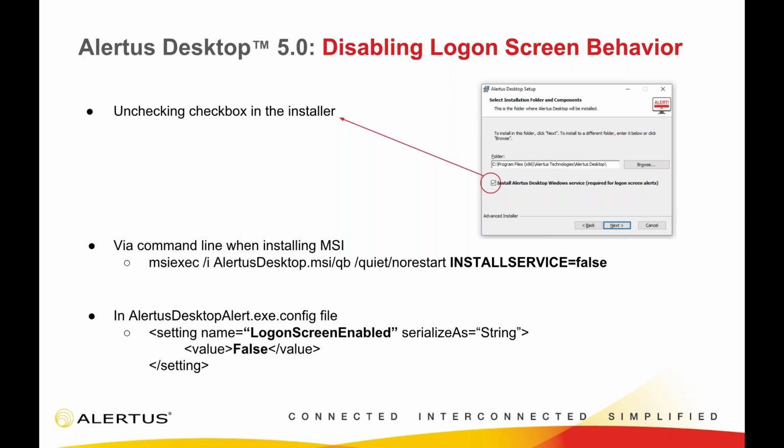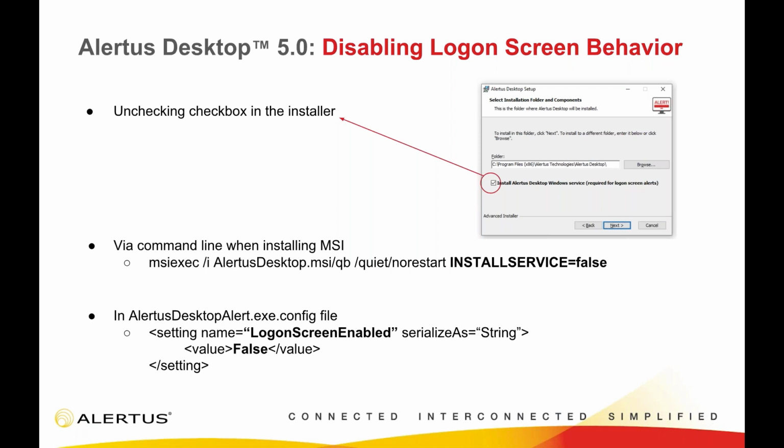Yeah, so like Gary was saying, your organization might not necessarily want to display the lock screen. We do give you some options to disable that. There are pretty much three available to you, and it's really going to depend on how you're pushing this Alertus desktop client out to your organization. You can either do it from the actual machine. Let's say there are certain areas or certain machines on campus where you just don't want that full screen alert to go out for whatever reason.